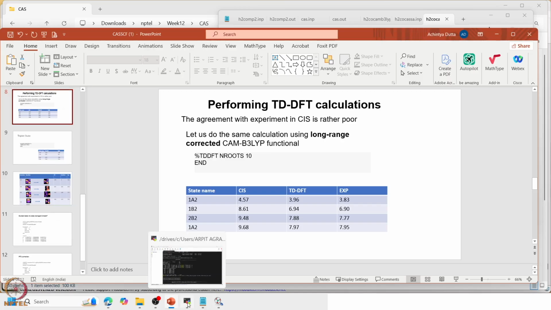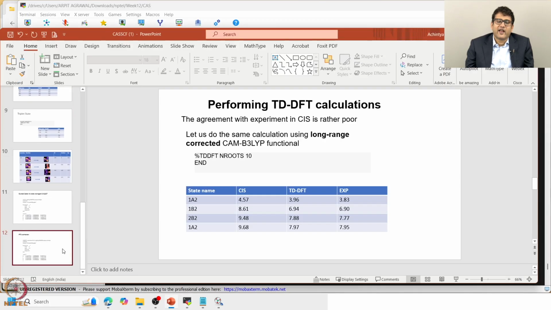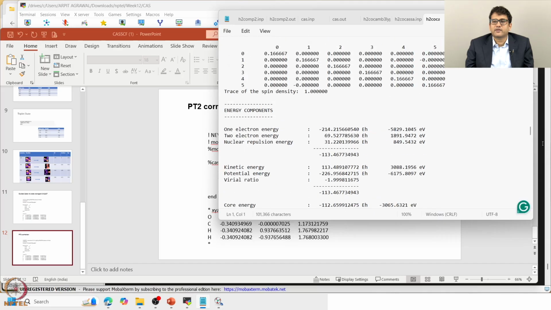So how can one improve that? Remember what is happening in CASSCF. It's only considering the non-dynamic correlation. There is no dynamic correlation there. So to include dynamic correlation, one needs to include the effect of it using either perturbation theory or CI. We are going to use NEVPT2 for this kind of calculation, because that can include the dynamic correlation in a perturbative way. The only thing I need to change is in this block.